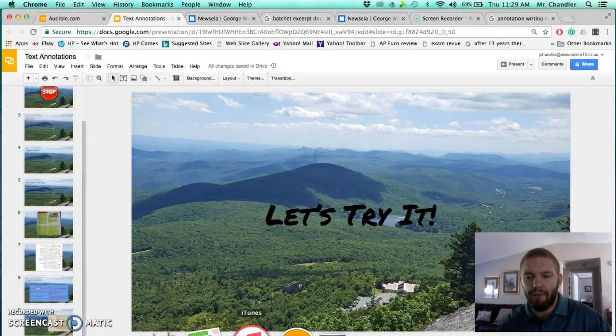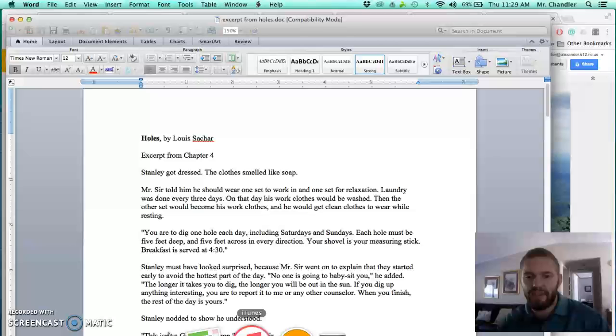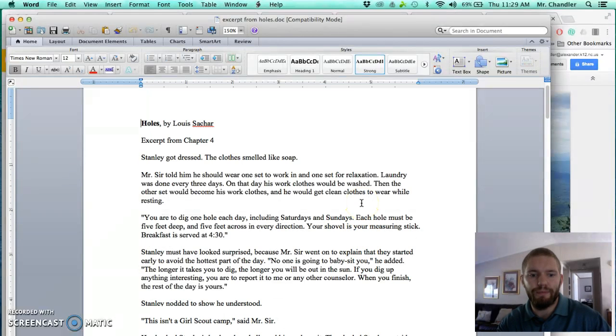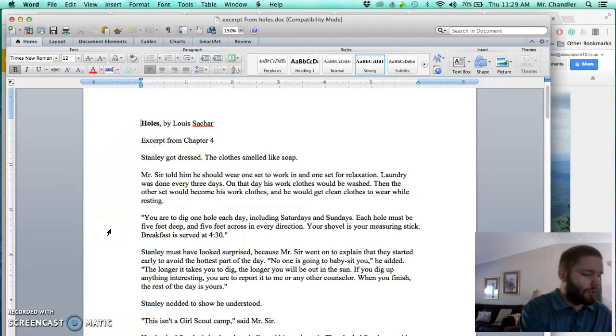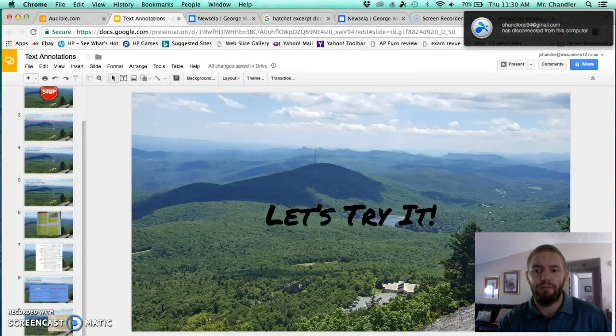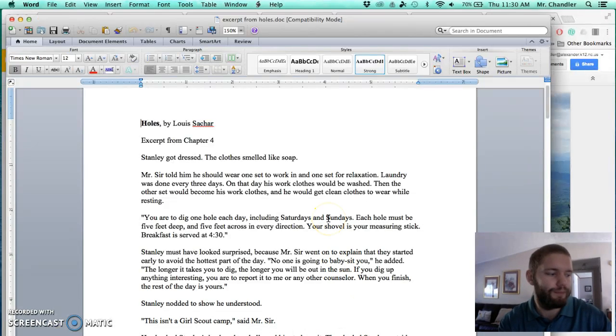So I'm going to go ahead and pull up a sample here from Holes. We're not going to go through the entire thing here, just a little bit of it. And I'm going to annotate using my drawing board here, or if not, then we can just go ahead and use the computer here, so it's no problem. So we have Holes by Louis Sachar.